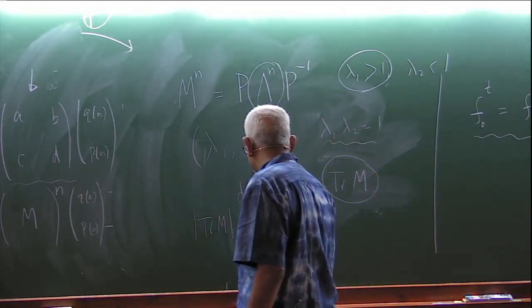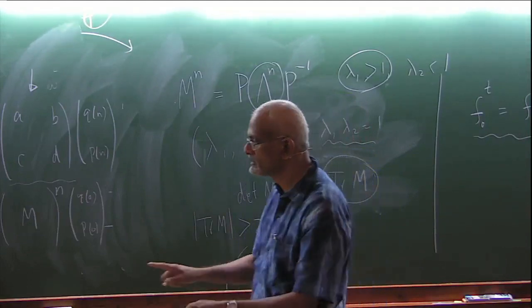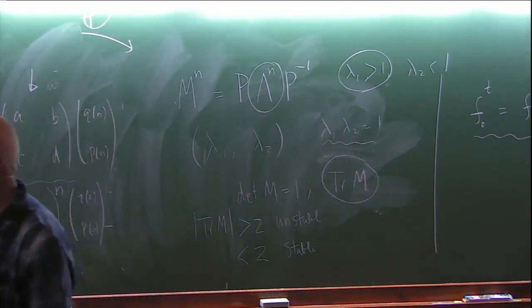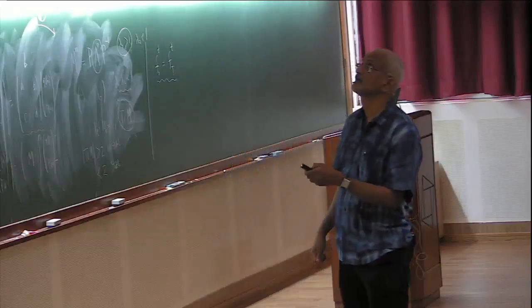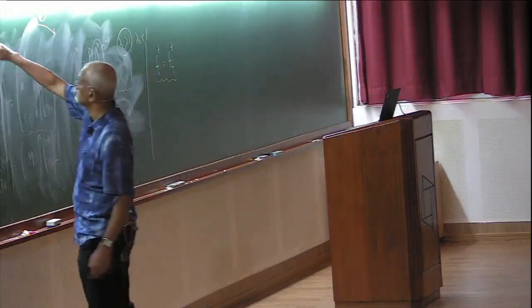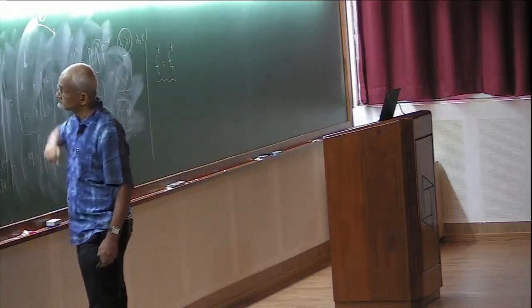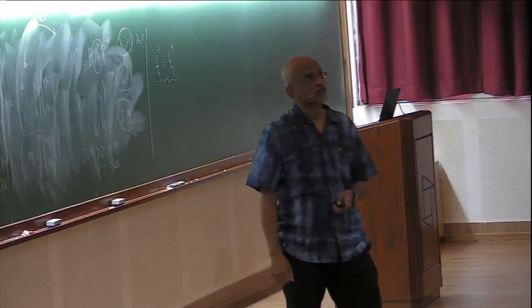And if it's less than 2, stable. Because both the eigenvalues will then be complex conjugates of each other, and it'll be just rotations. And so you can, based on this, figure out whether this Jekyll and Hyde Hamiltonian, which is half the time stable, half the time unstable, with a switching time T, is a stable system or not.